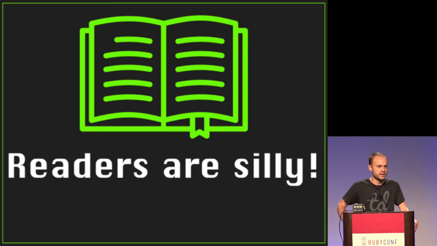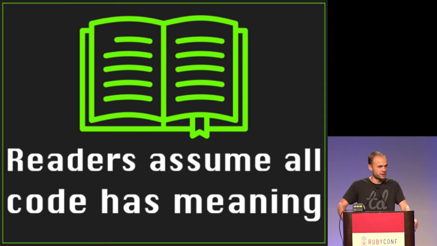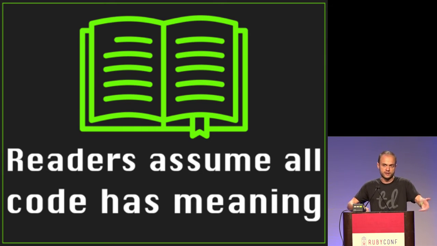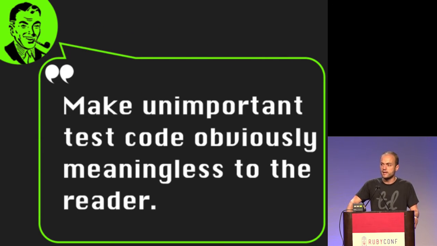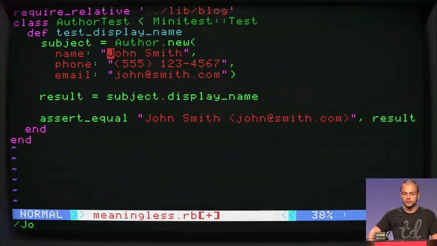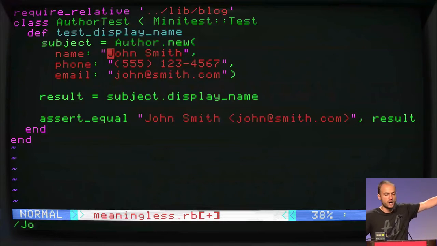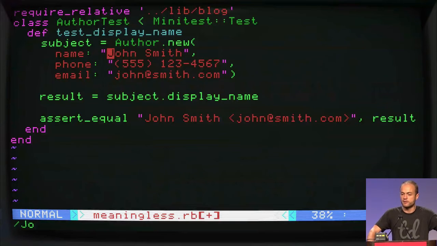Also, readers are silly, right? They've got this funny habit of assuming that all of our code has meaning, but especially in testing, very often the stuff we put in our test is just plumbing to make our code execute properly. So I try to point out meaningless stuff to help my reader out. In particular, I make unimportant test code look obviously silly and meaningless to the reader. In this instance, I'm setting up a new author object, and he's got a fancy name and a phone number and an email, and they're all validatable, but that's not necessary for this method.